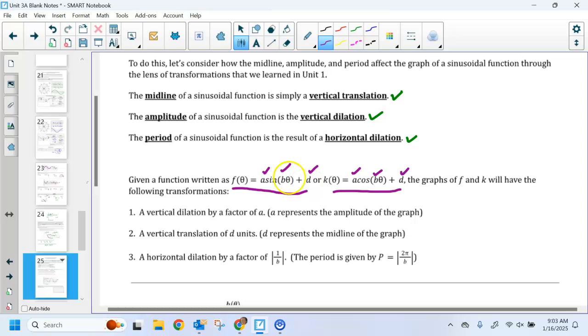That will come later. Okay, so a vertical dilation is legitimately just the amplitude. It is the distance between the maximum and the midline, or the minimum and the midline. The midline is the up or down shift. It is your D value. And then a horizontal dilation happens by a factor of 1 over B, where B is this value right here in front of theta. And so the way I think about it is that period is given by 2 pi over B. So if you have a B value, take 2 pi and divide it by B, and you have the period of the graph.